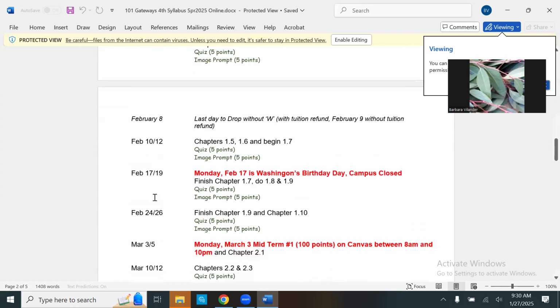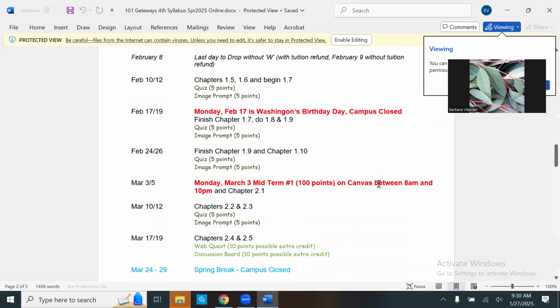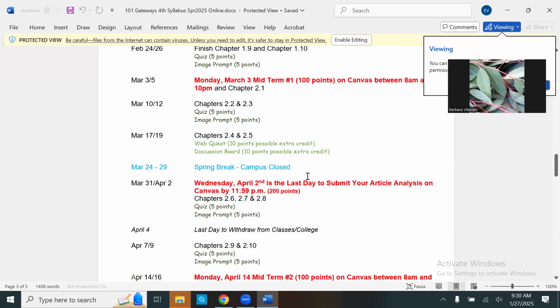All right. So you can go down here, you can see Monday, February 17th is Washington's birthday. The campus is closed. So if you're in the face-to-face classes, there are no on-campus classes that day, okay? Monday, March 3rd is the first midterm for Art 101, all right? If you're in the face-to-face class, you're going to take that in the classroom. If you're online, you need to take that exam between 8 a.m. and 10 p.m. that day, okay? So you can go on down, spring break is here.